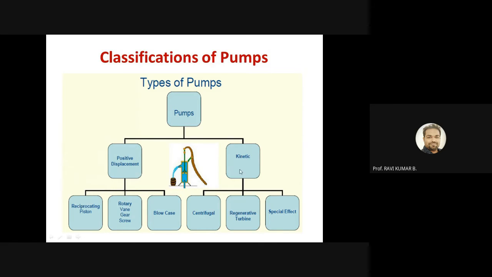The kinetic type is where motion is generated with the help of some rotary effects. In the kinetic category, the first is centrifugal, the second is regenerative turbine, and the third is special effects. All these effects can be created in order to send the water from one point to another point. Based on this principle, these pumps usually do their work.